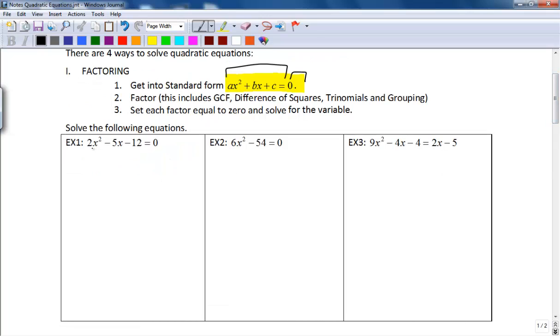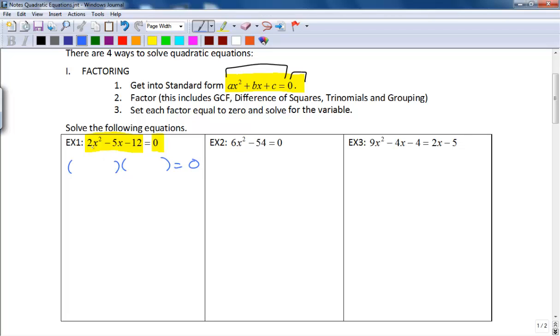Example 1 has 2x squared minus 5x minus 12 equals 0. So are we in standard form? Yes, we have all our terms on one side and 0 on the other side of the equal sign. So what we need to do now is factor. Well, this has 3 terms. Does it have a GCF, or a greatest common factor? No. So it's a trinomial, and I need to factor it as a trinomial. I use the guess and check method, and you can use any method that you're accustomed to.